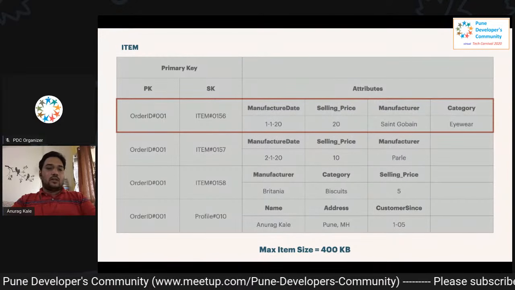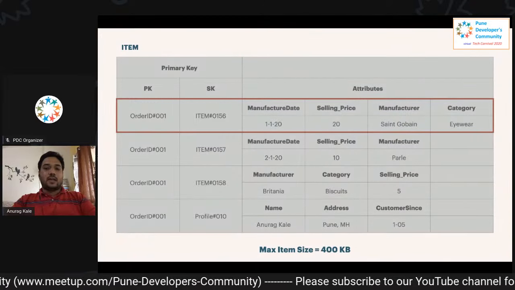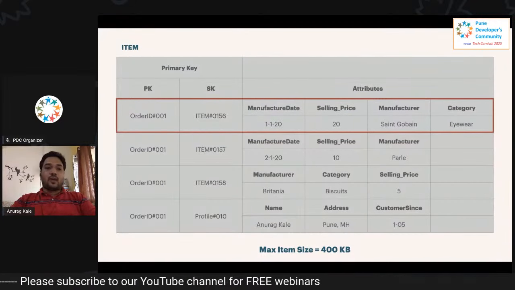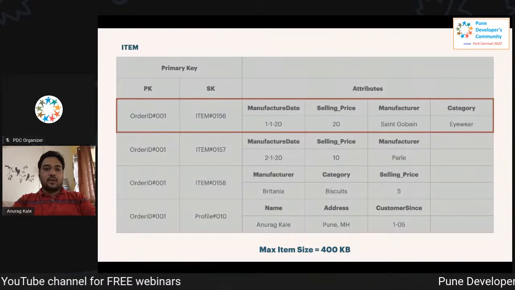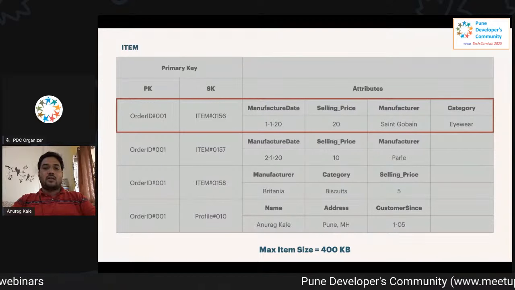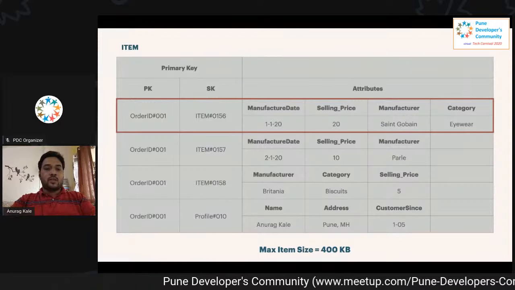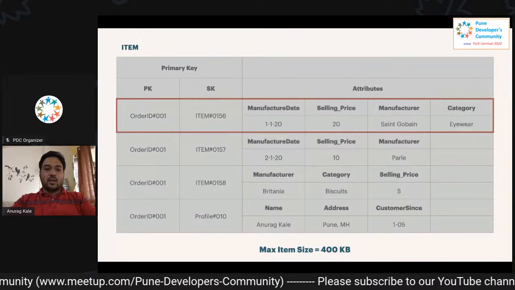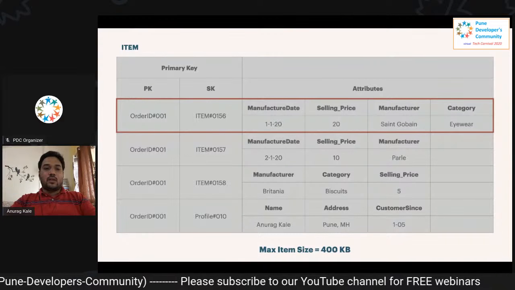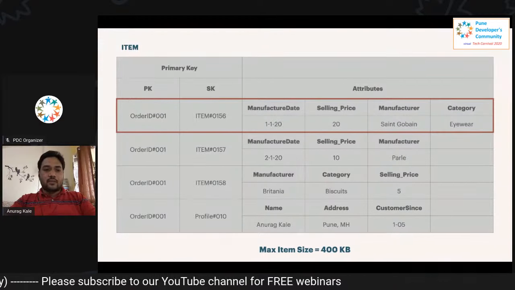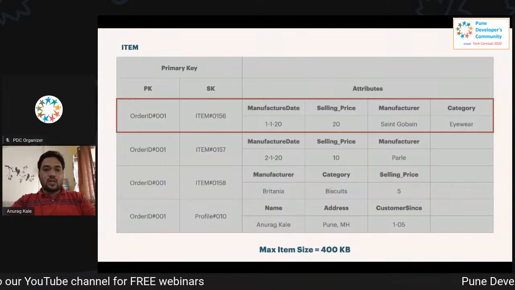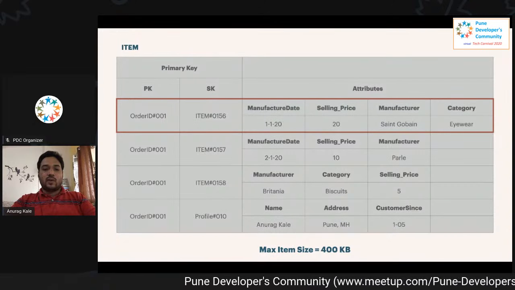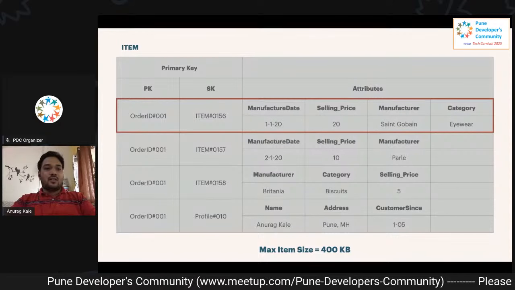So what exactly is an item? Your combination of primary key, its attributes, and its attribute values, that particular single tuple that you are seeing highlighted, is called an item. So order 001 and item 156, this is a single item. And as a collection, when you see that the primary key or the partition key is 001, this entire collection of item 156, 157, 158 and profile 010 will be called an item collection.